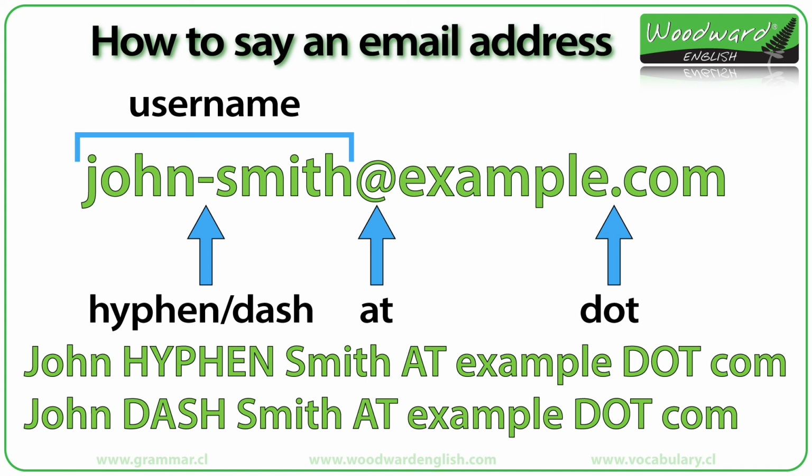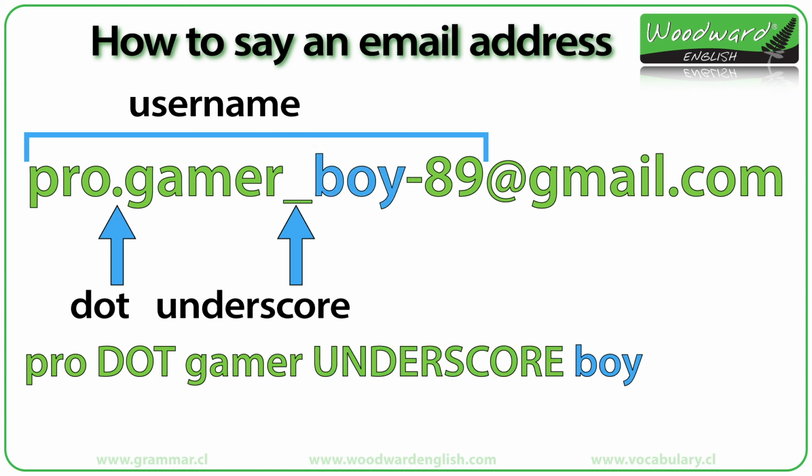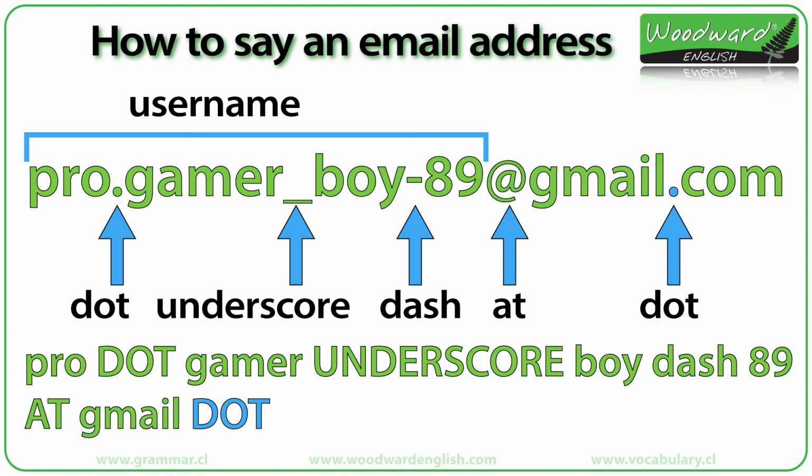Now, a username is not always a name or surname. It could be anything, and can contain a combination of letters and numbers and the other things we have already seen. Look at this example. This email contains a dot, an underscore, and a hyphen or dash in the username. How would we say this email? We would say pro.gamer_boy-89@gmail.com. Notice the pronunciation of G in Gmail. Gmail.